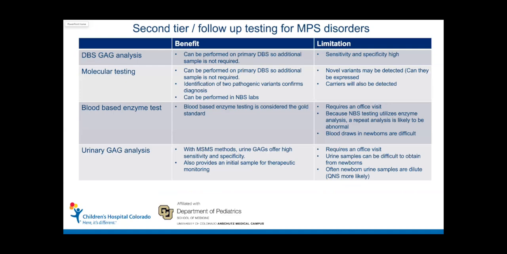So in terms of second tier follow-up for MPS disorders in newborn screening, when we started this, we could do molecular testing, blood-based enzyme testing, or urinary GAG analysis. Again, the last two required a second blood sample or a urine sample on a baby. But I think where we're coming to now is that a dry blood spot GAG analysis is the best follow-up. You can use one of two GAG methods, but generally most places are moving to the endogenous NRE.